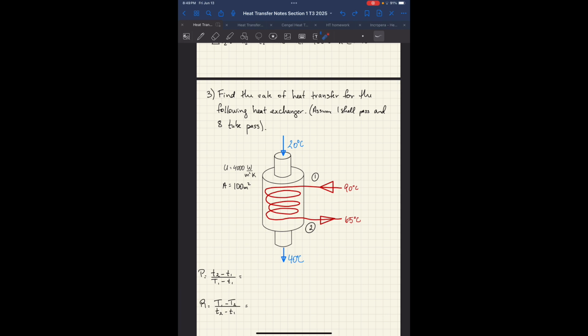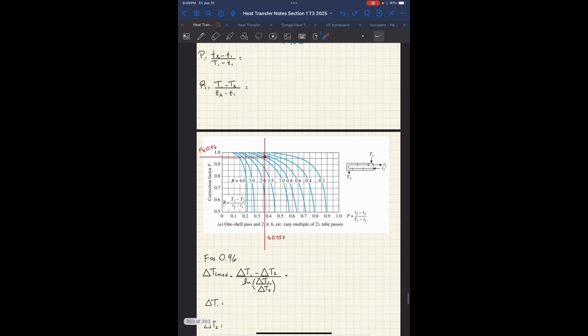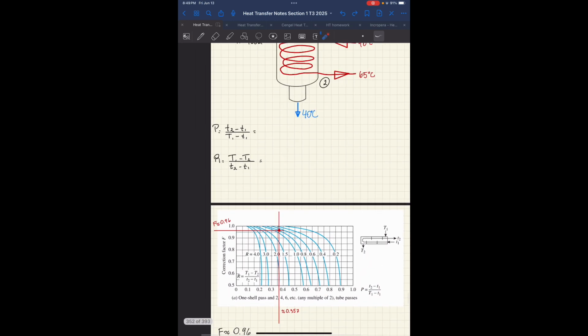We have to calculate it from the graph. So we need to calculate two parameters first. Number one, we need to calculate R. R tells you which of these blue curves you're going to be looking at. And P tells you the X coordinate. So let's calculate. I have P first.